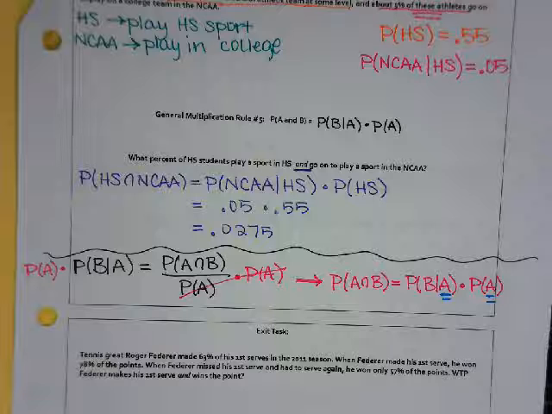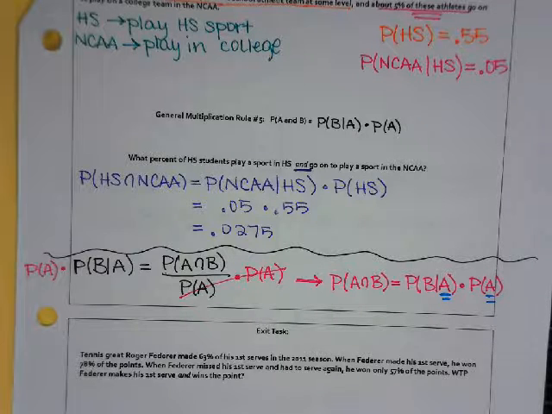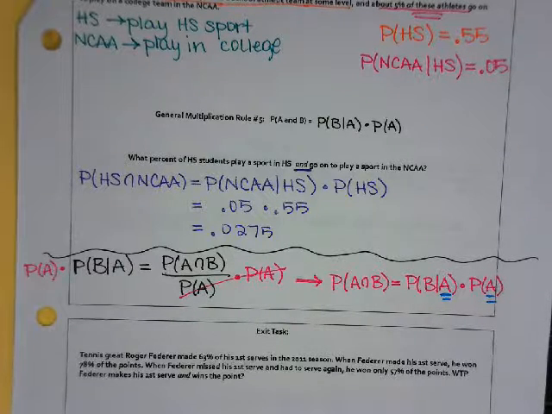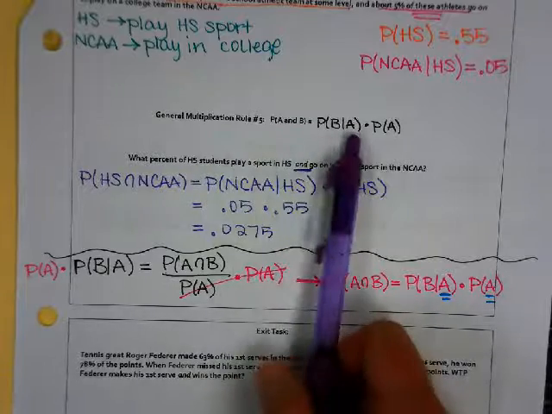All right, I want you guys to try the exit task. What time did we get out today? 12 minutes. Okay, you have time to try the exit task. The exit task can be done using the general multiplication rule, or it can be done with a tree diagram. 2 ways to get the same answer.